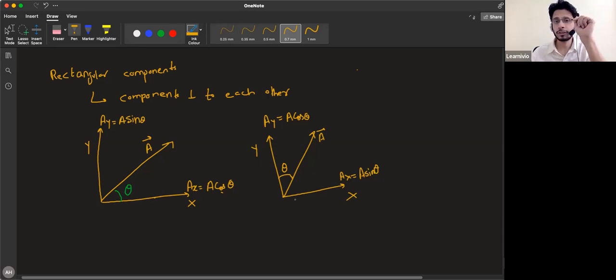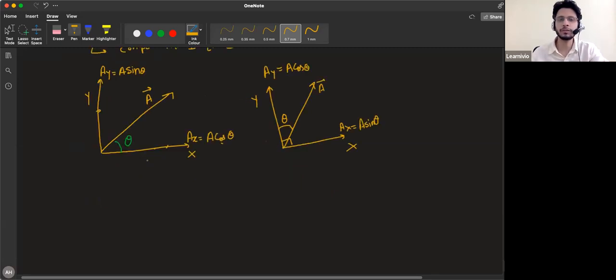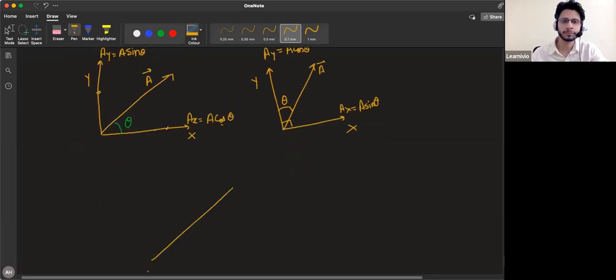And there's one more thing. x and y are mutually perpendicular. It's not necessary that you always call this x and always call this y. You can change x and y. See, if I take an inclined plane, this is the inclined plane.